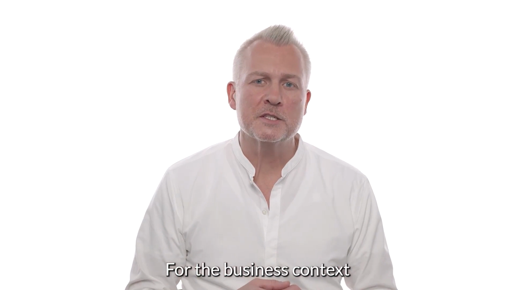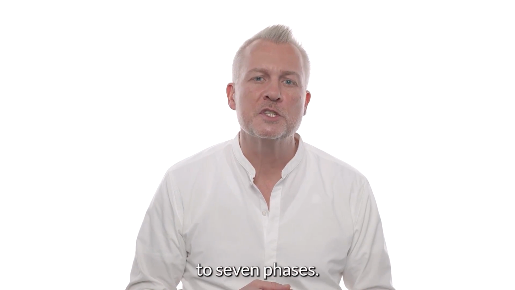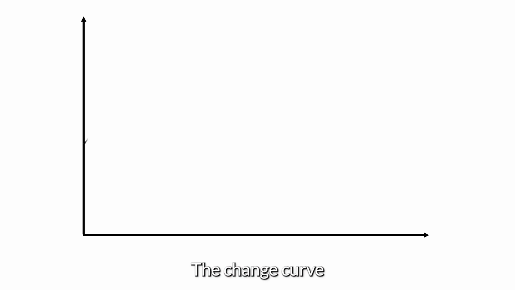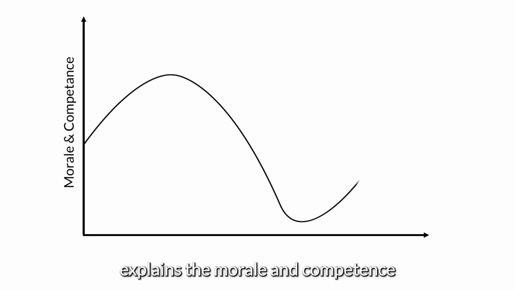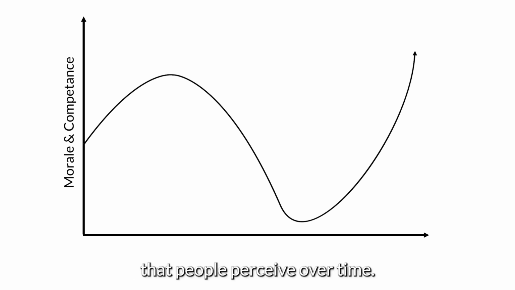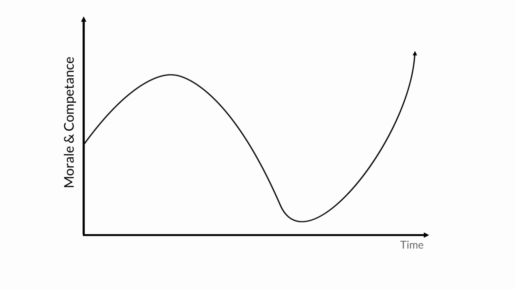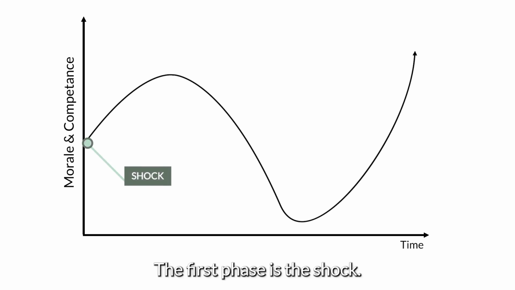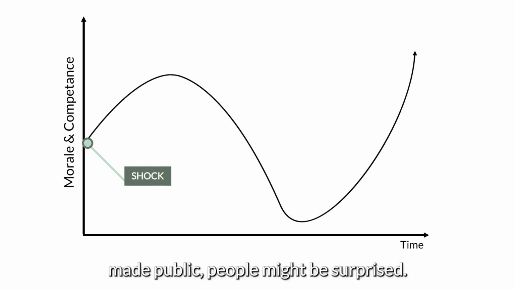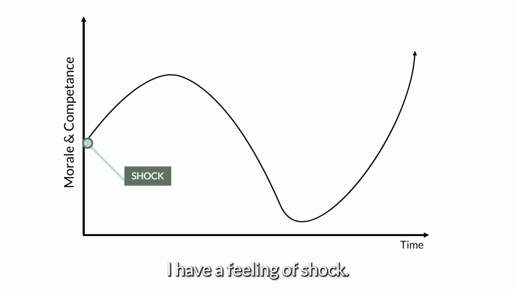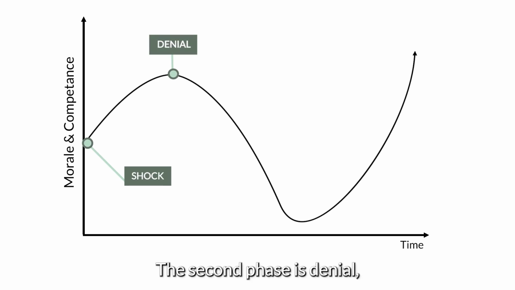For the business context, the curve was slightly modified to 7 phases. The change curve explains the morale and competence that people perceive over time. The first phase is the shock. Once the change is made public, people might be surprised or have a feeling of shock. The second phase is denial, which means people disbelieve and look for evidence that the change is not true and will not happen.